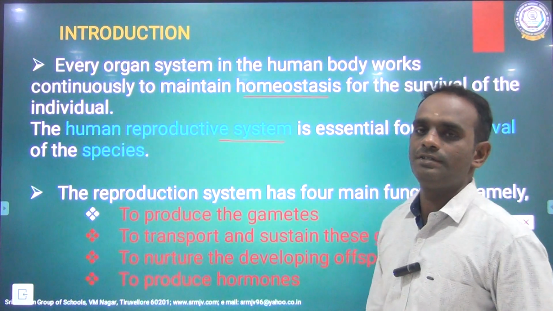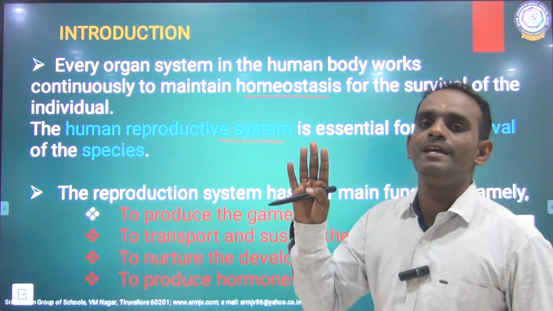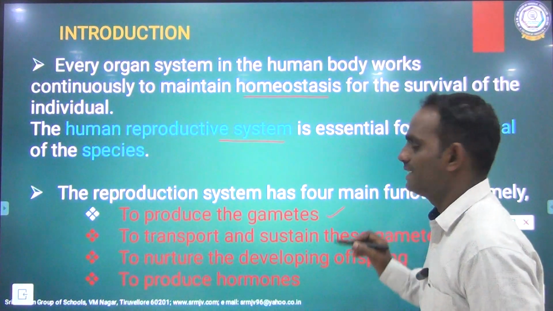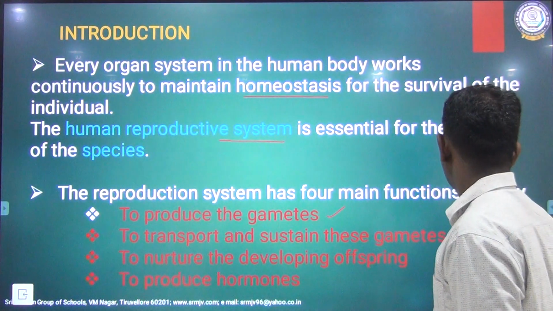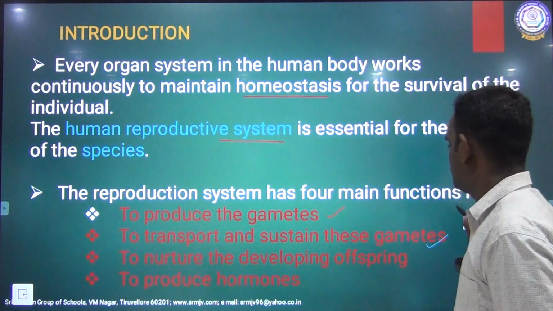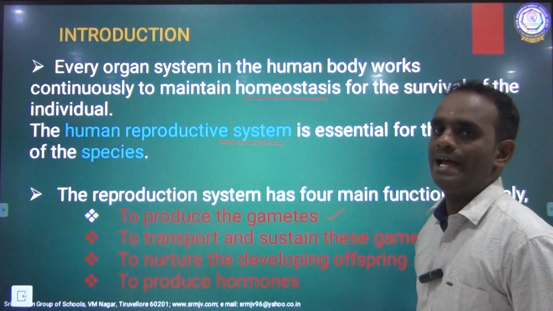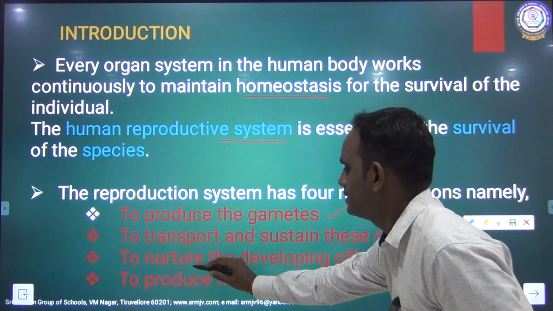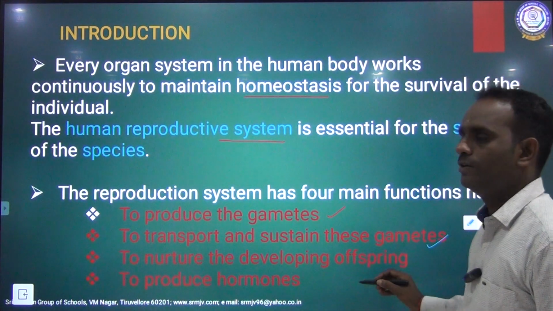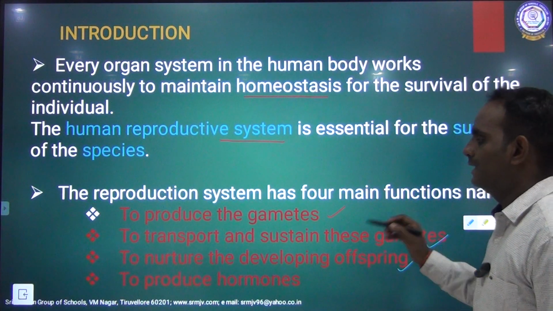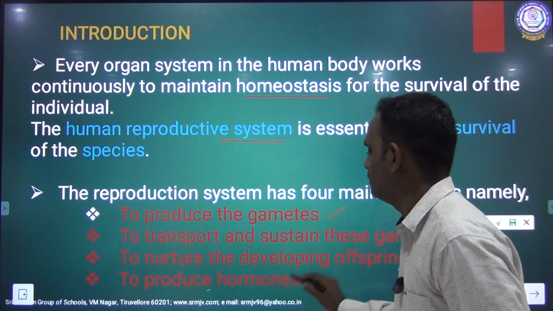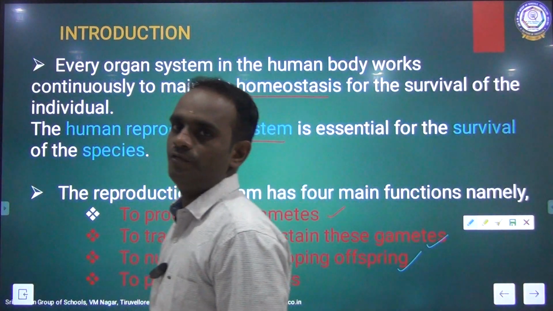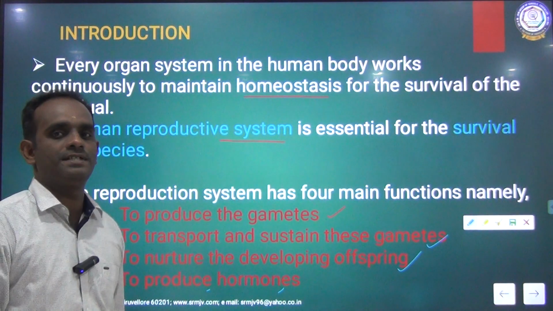In this reproductive system, there are four main functions. The first one is to produce gametes. The second one is to transport and sustain these gametes. The third one is to nurture the developing offspring. And the last one is to produce hormones. These are the four main functions of the human reproductive system.